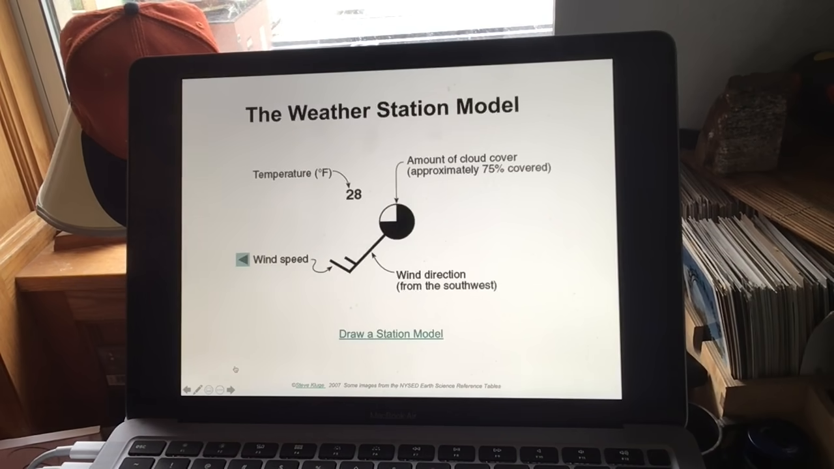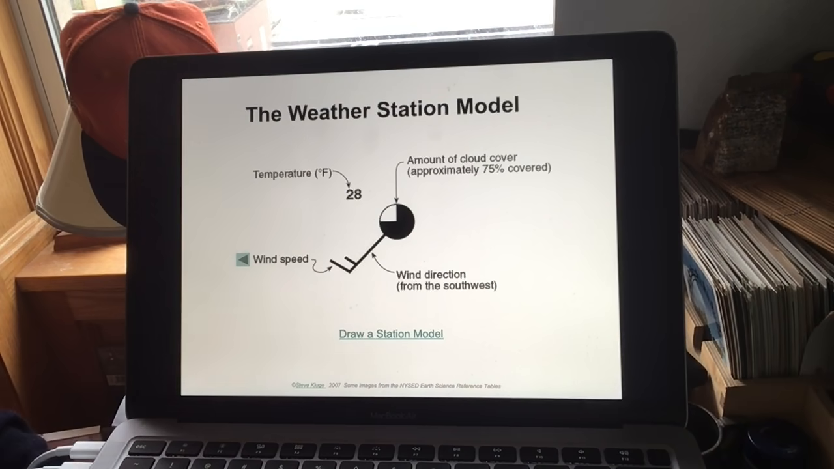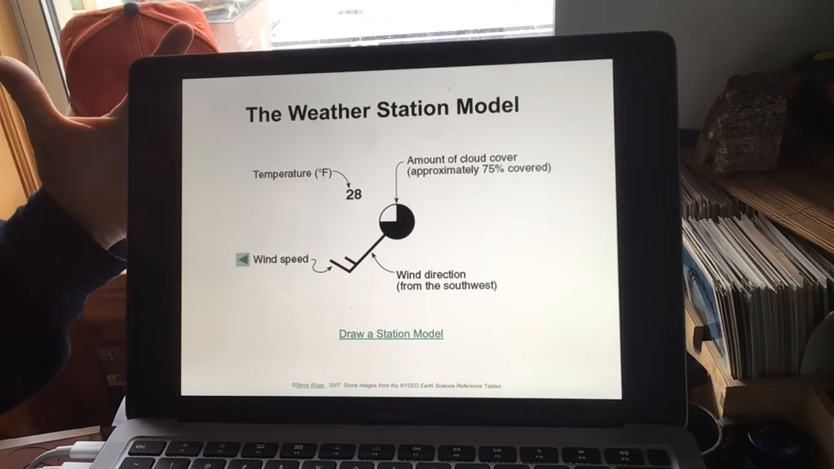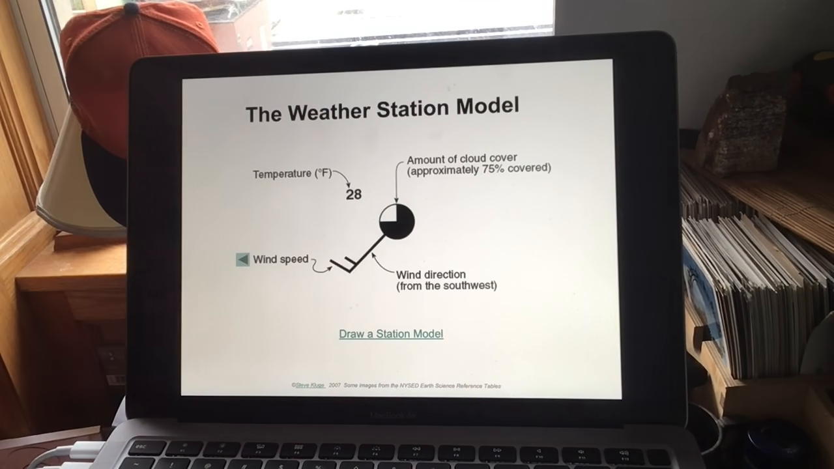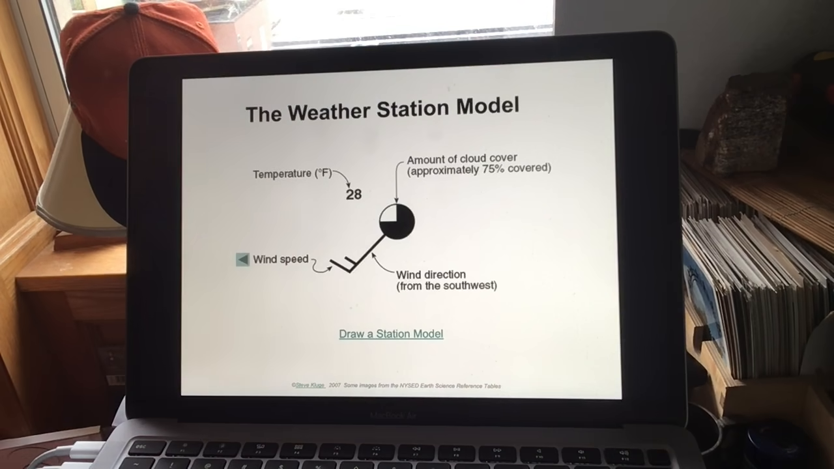Back to the station model, and one last time to say the shaft always points in the direction from which the wind is blowing. We do not care where the wind is going. We want to know where it's coming from, because the wind's origin will indicate the type of air headed in our direction. What kind of air mass might be coming our way. So wind direction in terms of origin is very important, not where it's going. That's someone else's problem, sorry to say.